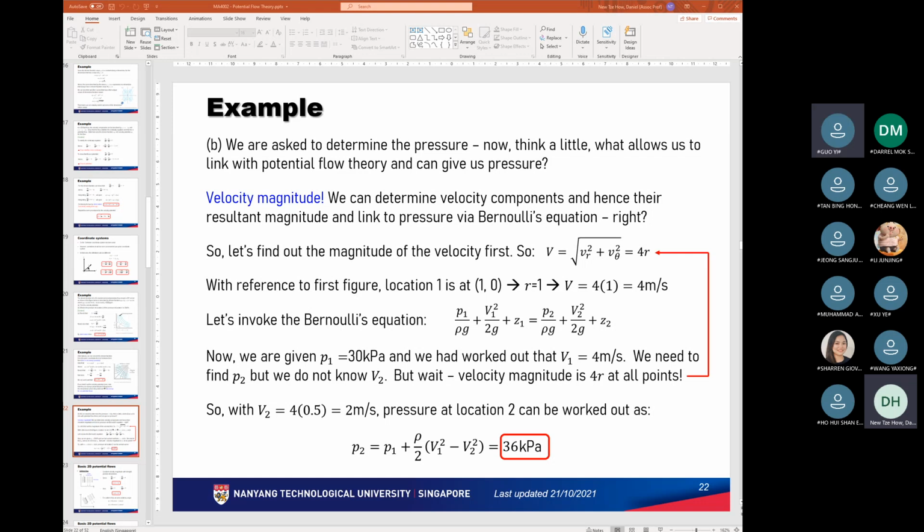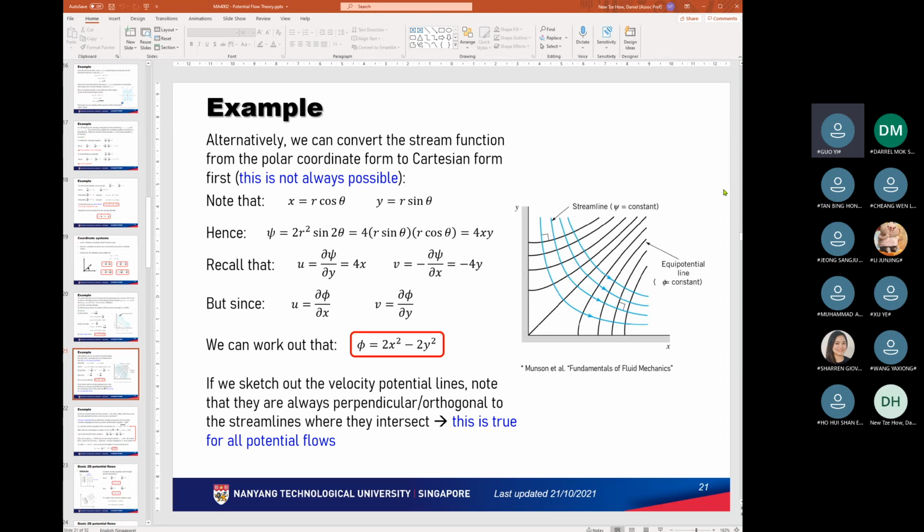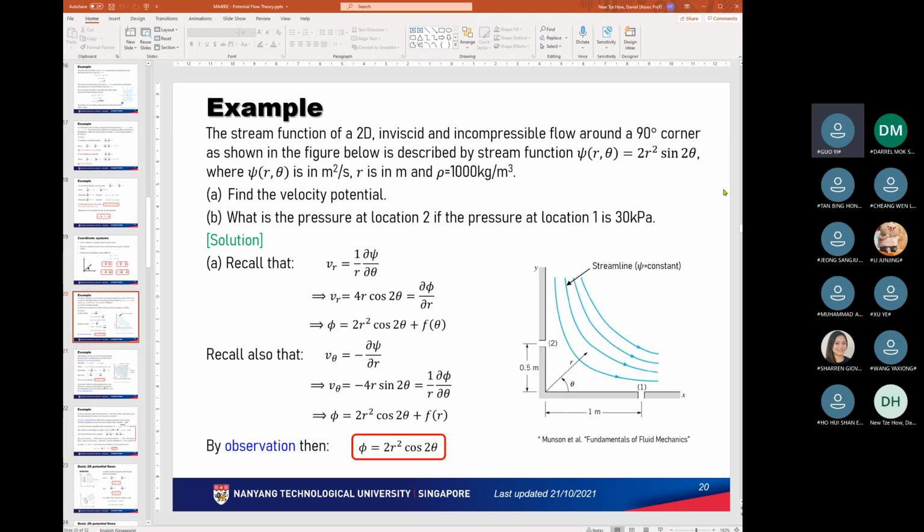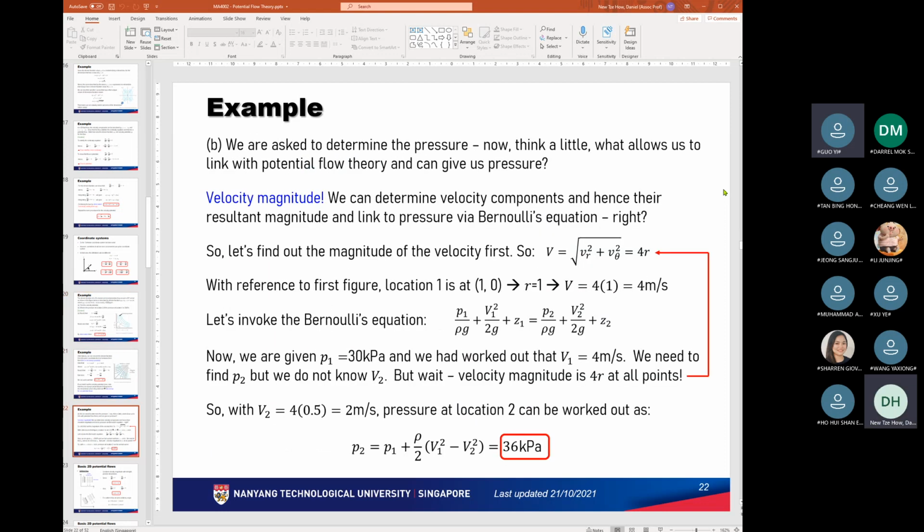Yeah, I just want to ask, so you are saying that velocity magnitude is 4r at all points. It means that it is 4r for that particular streamline, right? So if you were to scroll up to the diagram, since the two locations, I assume, are along the same streamline, because it's like stick to the curve, it belongs to the same streamline. That's why the magnitude of the velocity is the same, right? Yes. I mean, for r, 4r. So 4r is only for that particular streamline.